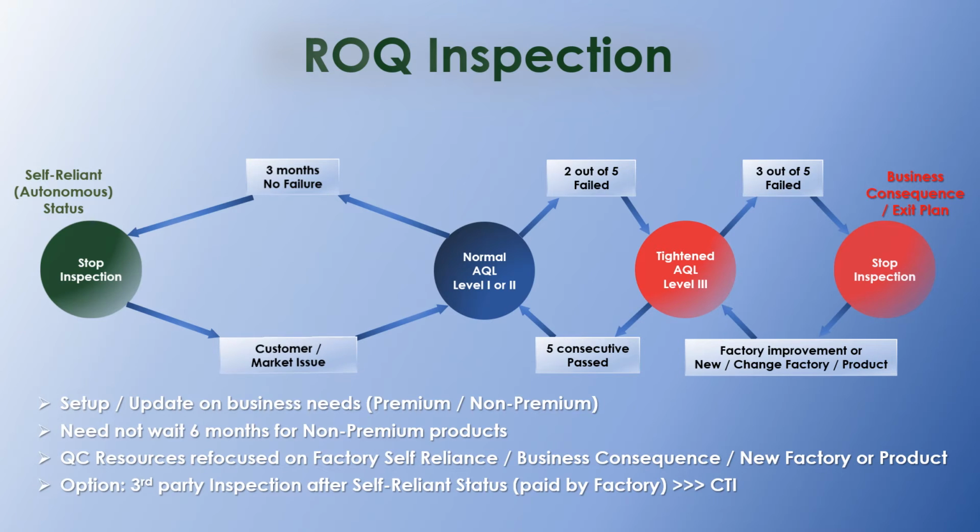Since these resources would have already been reassigned if a major customer or market issue happens after achieving a self-reliant status, there is always the option to utilize third-party inspection services paid for by the concerned poor-performing factory as a business consequence. Here we recommend Center Testing International, or CTI, which I will discuss more about later.